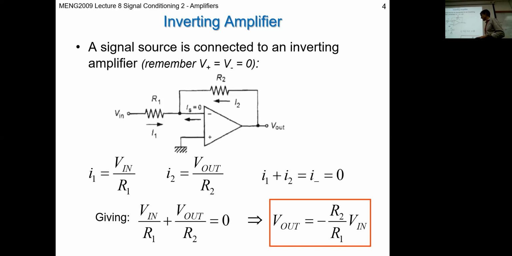If we're looking to express it in terms of the output, we take this term, Vin upon R1, across to the right-hand side, which makes it negative, and then multiply by R2 to give us Vout, our output voltage. That's why it's called an inverting amp: our output voltage is the negative of our input voltage times the ratio between R2 and R1. R2 is the feedback resistance, R1 is the input resistance.